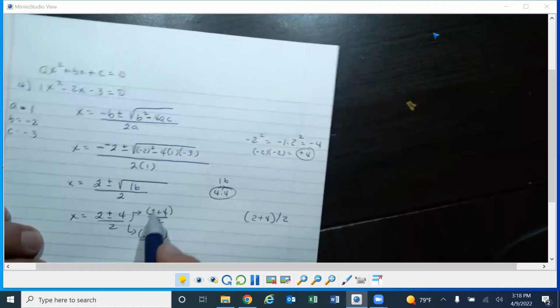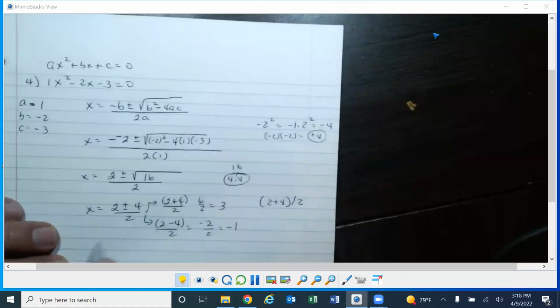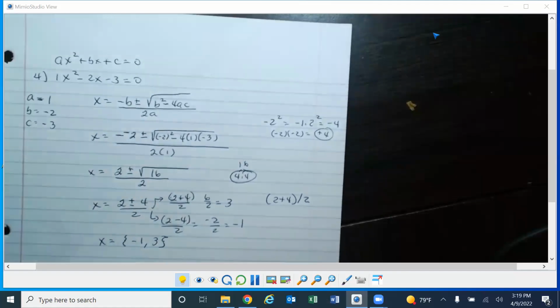And you can probably do this in your head. 2 plus 4 is 6. So 6 over 2, the answer is 3. This one is going to be -2 over 2, so the answer is -1. So my x-intercepts are -1 and 3. That's my answer.